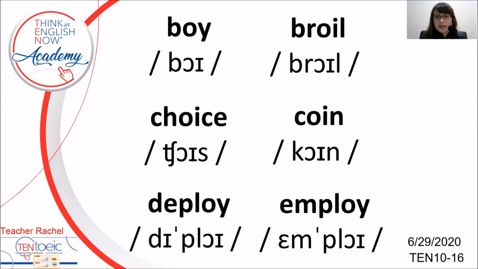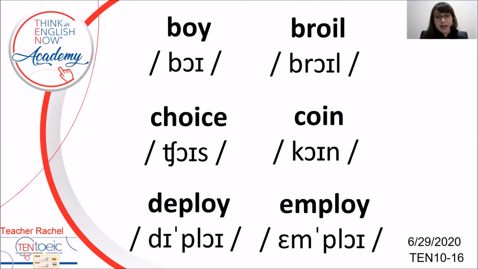Choice. This is when you have a decision to make and there's different options. So I have lots of choices of what to eat for dinner. So you could have pizza, you could have pasta, you could have fish, you could have hamburgers. So those are all your choices, what you have to decide.